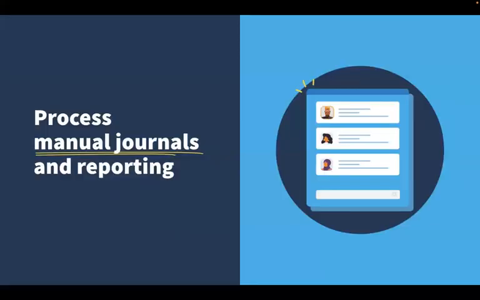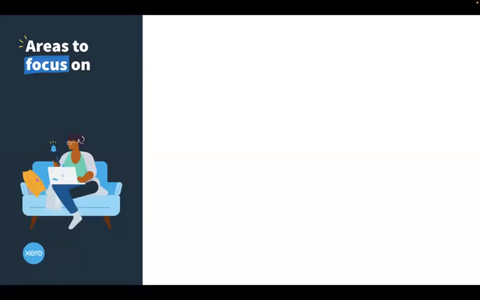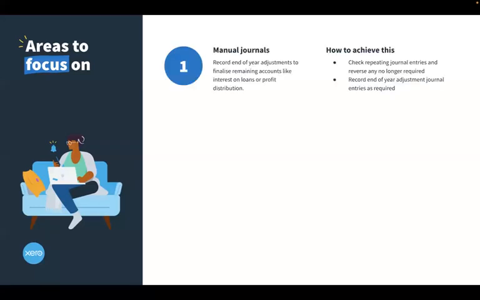So now we've reconciled, we can look at any manual journals that we need to prepare for year end. And then once we've done that, we can in fact finalize PET B&B's financial statements. So the areas that we'll look at for this is obviously manual journals, so we can use them to make adjustments for year end. So things like finance loans or profit distribution, you can enter those through manual journals. We also suggest checking repeating journal entries and reversing any that are not required. And then of course you can record your end of year adjustment journals if needed.